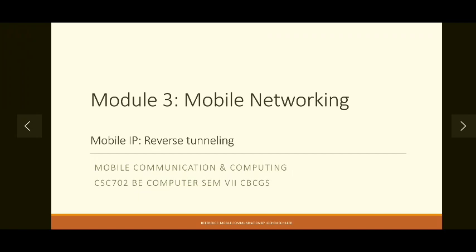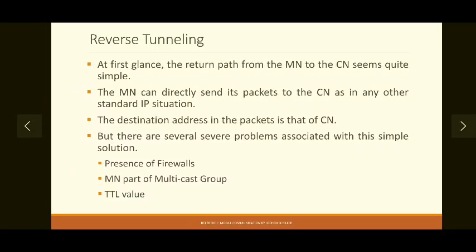Now in the previous videos we have seen what is tunneling. The tunnel starts at the home agent and ends at the foreign agent. That is, the tunnel is created by the home agent and it is ended at the foreign agent. This tunneling is achieved by encapsulation. Now we will see what exactly reverse tunneling is and why it is required.